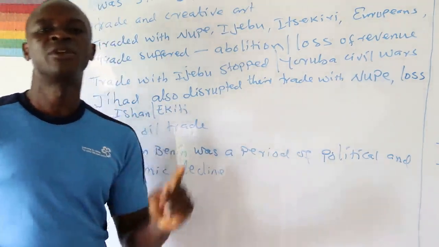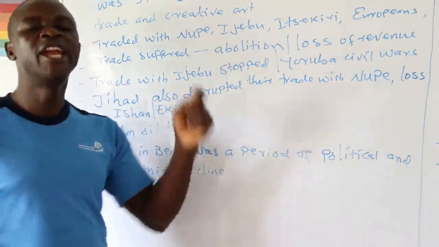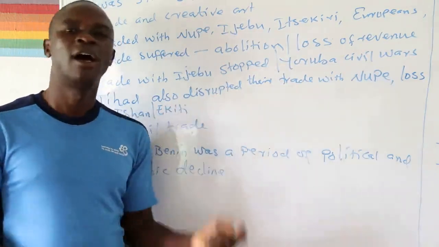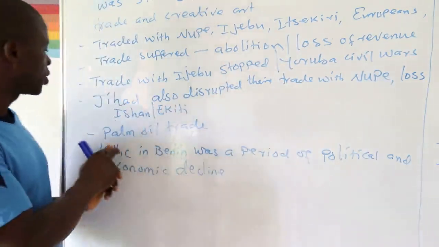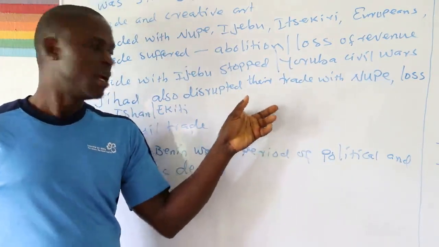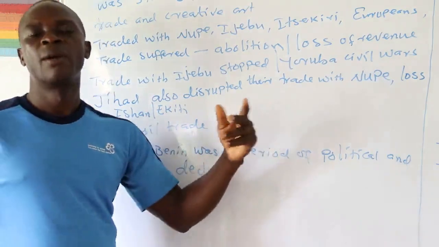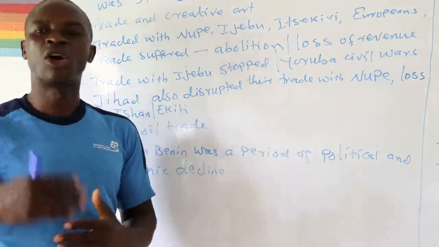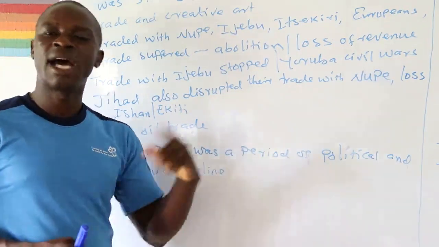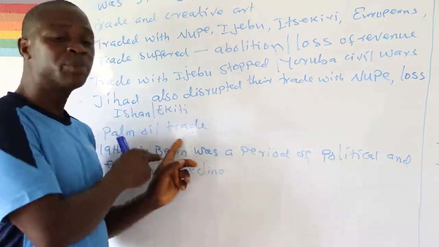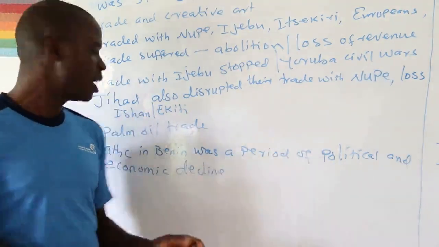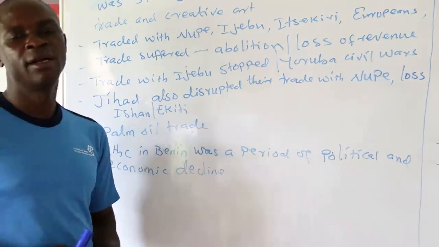Still, in the 19th century, with the abolition of slave trade, a new trade was introduced to replace the abolished trade. And what was that trade all about? It was all about palm oil trade, or what we call legitimate trade. Now, legitimate trade is a trade that deals in commodities, not human beings, as obtainable under the Atlantic slave trade. So in this particular trade, the commodity that was in high demand was what we call palm oil.